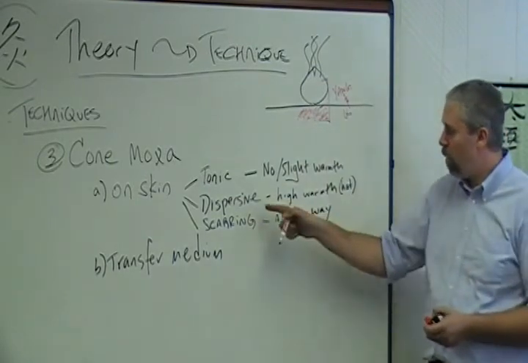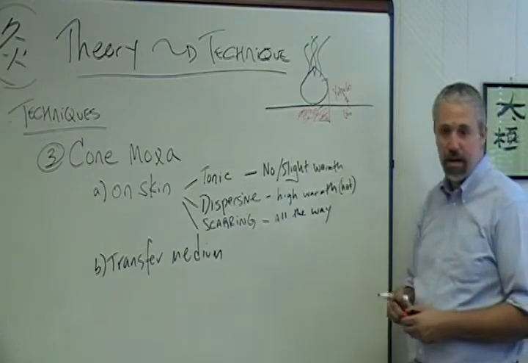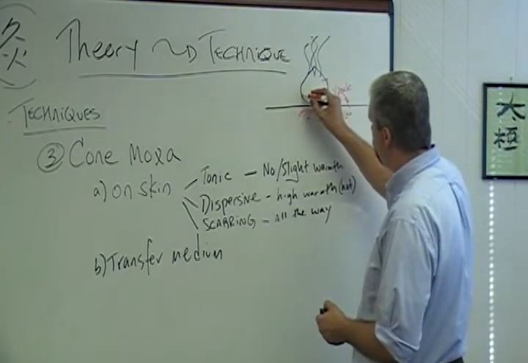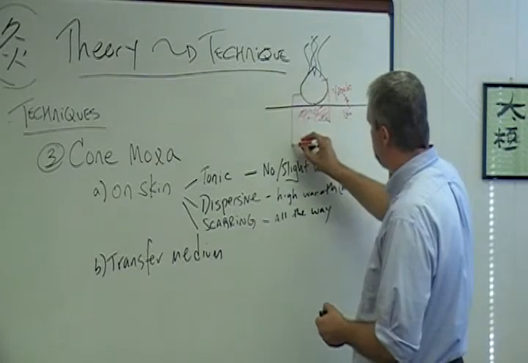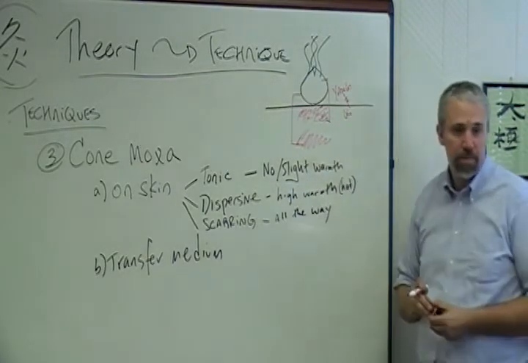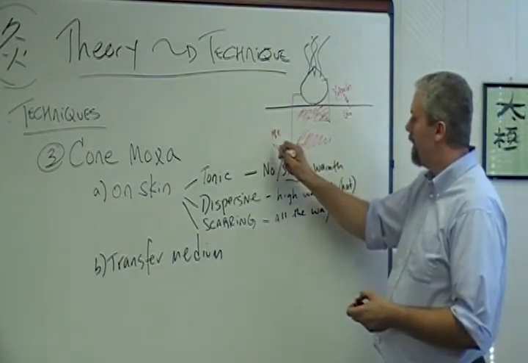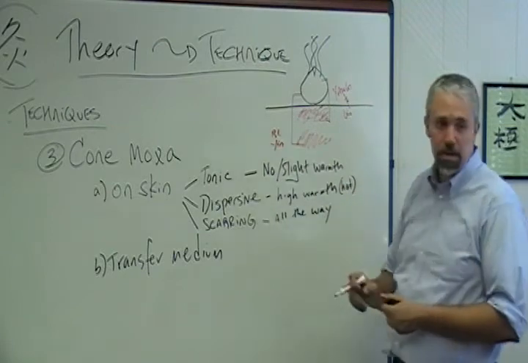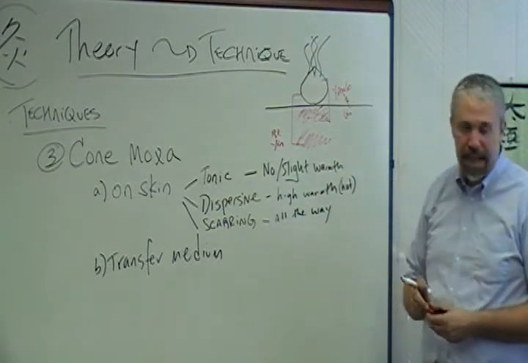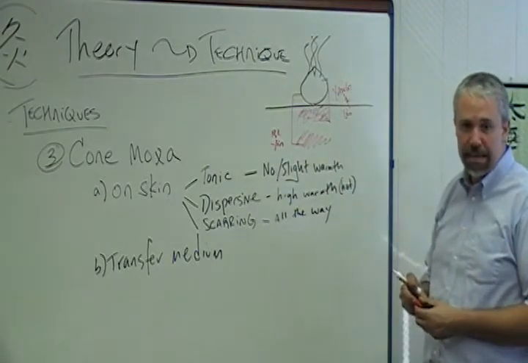Simple enough. When it's dispersive, you're going to get to high warmth or hot. If it's hot, it's burning down more, maybe past halfway, maybe to two-thirds. In which case, you're getting stimulation that goes all the way down to here. In which case, you're lower, so therefore you're more with the blood and the yin levels, and the circulatory system is being kicked in.